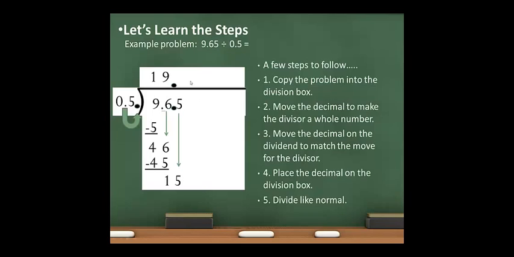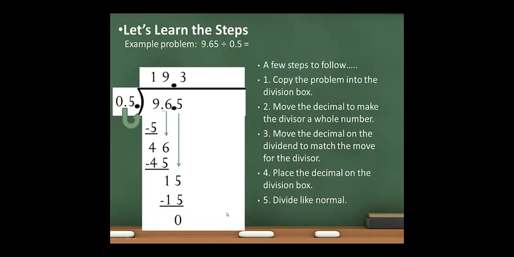And we ask ourselves what number times 5 is close to 15 without going over? Yes, that's 3. 3 multiplied by 5 is 15. We subtract. Our answer is 0. So the answer to 9 and 65/100 divided by 5/10 equals 19 and 3/10.